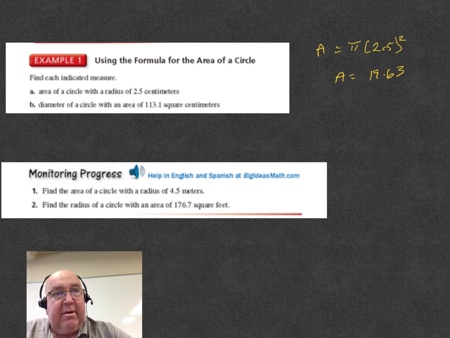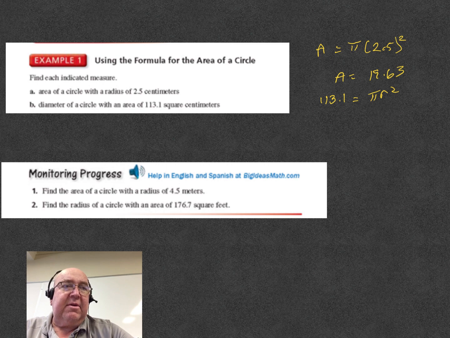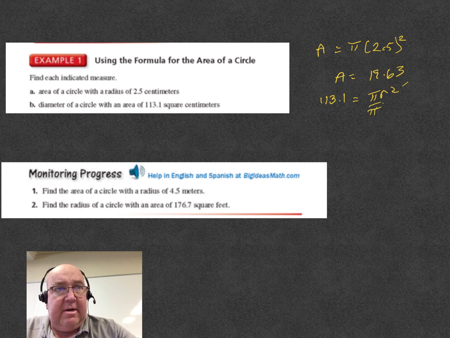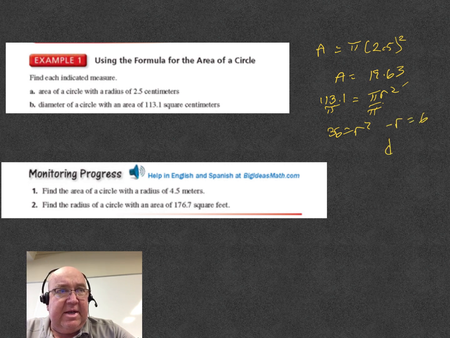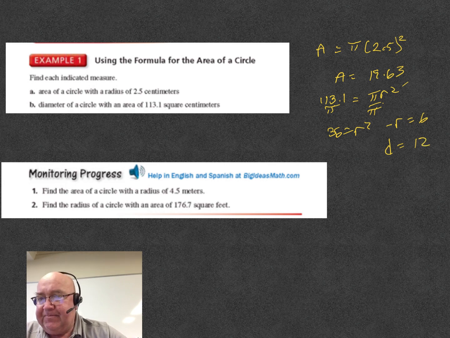So we want to find 113.1 is equal to pi r squared. Notice when we've solved this, we're going to find the radius. The diameter will be 2 times that. So we divide by pi, and we get r squared is equal to 36. So r is equal to 6. The diameter then is equal to 12. And that would be centimeters.